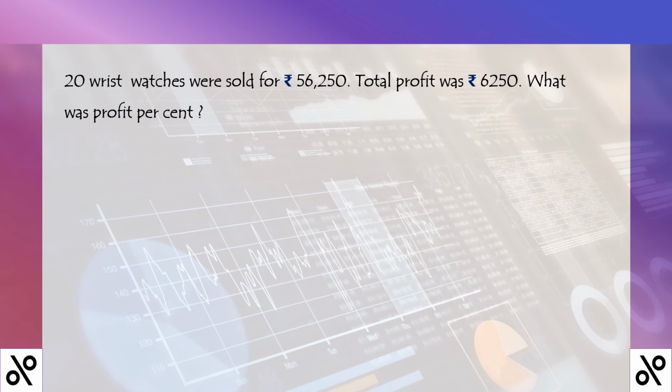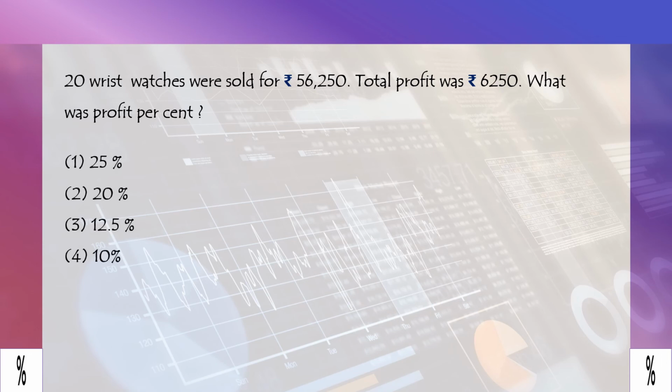So 20 wristwatches कितने पे बेचा गया था? 56,250 में, and the total profit earned was 6,250. What was the profit percent it is asking? ठीक है, number नहीं मांग रहा है, profit percent पूछ रहा है.